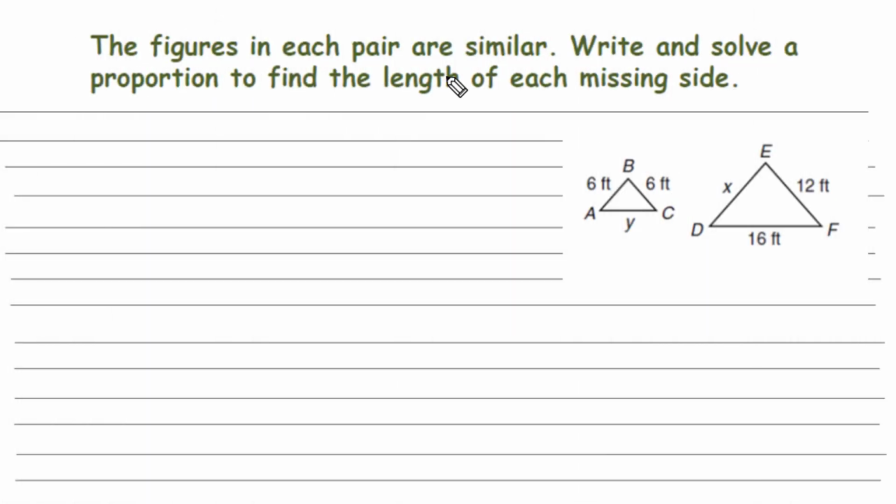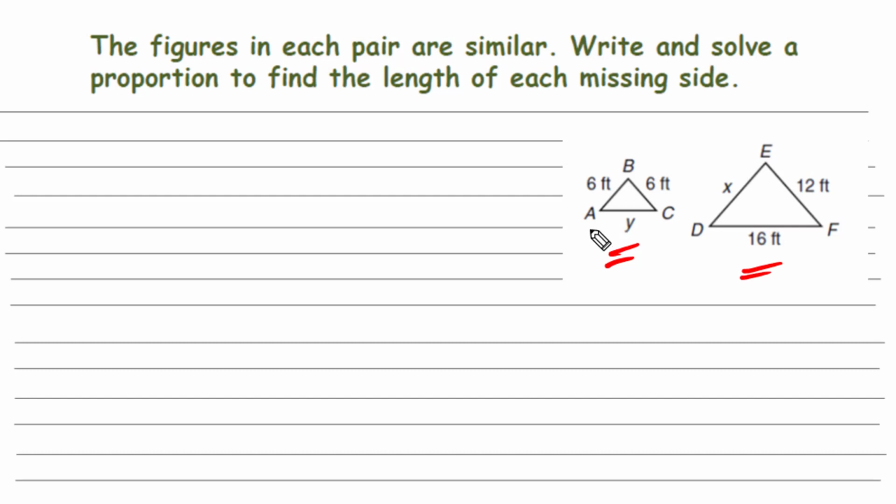Next, proportion and similar figures. The figures in each pair are similar. We have two similar triangles. Write and solve a proportion to find the length of each missing side. First, to find the missing side, just write the proportion. Now, the corresponding sides are proportional or form a proportion.